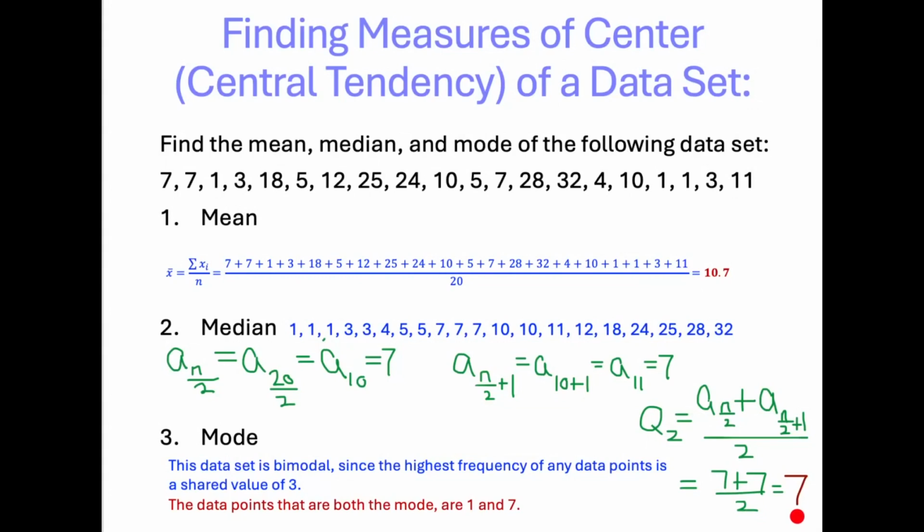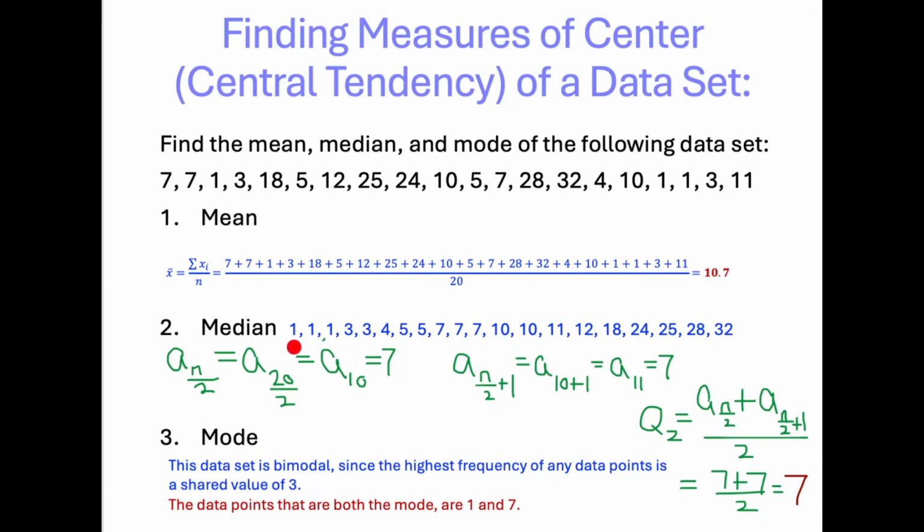The other measure of central tendency that we use is the mode. Now, the mode is just the most frequent data point there is. And the way that we can find the mode is, again, if they're ordered, like we already have them ordered with the median, then you could just easily see which one occurs most often.